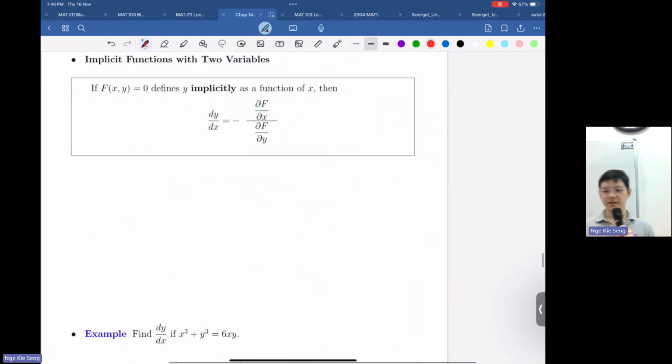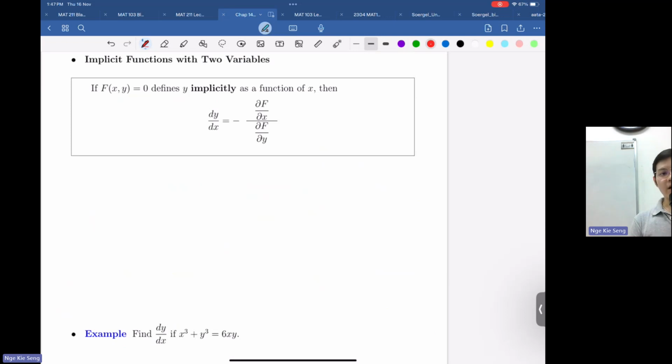So next, we'll talk about implicit functions with 2 variables. So why do we care about implicit functions? An implicit function is a function that is, for example, f of x, y equals to 0. So this is what? A function equals to a number. This is a level surface, or level line, a level curve, for example.